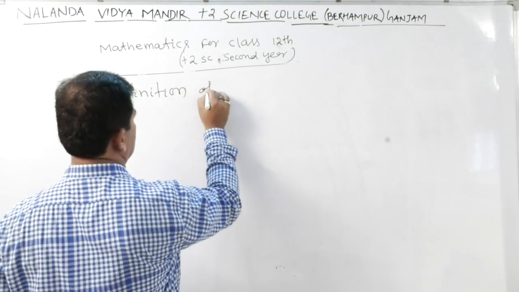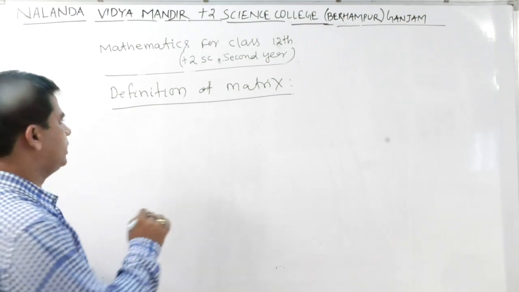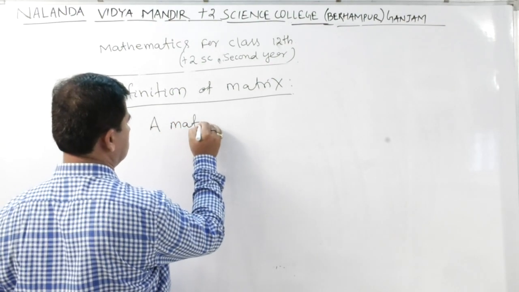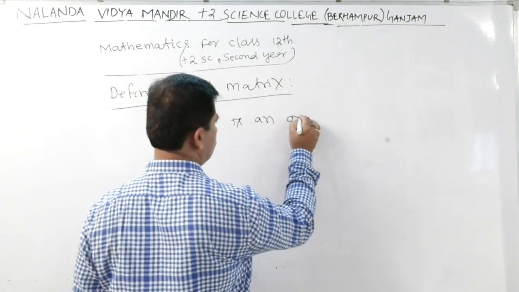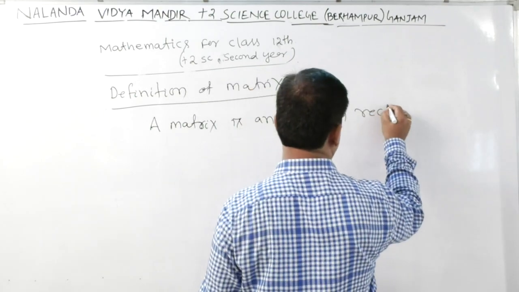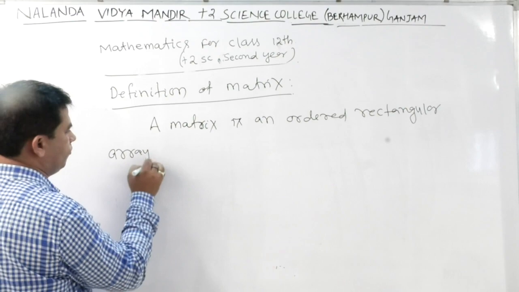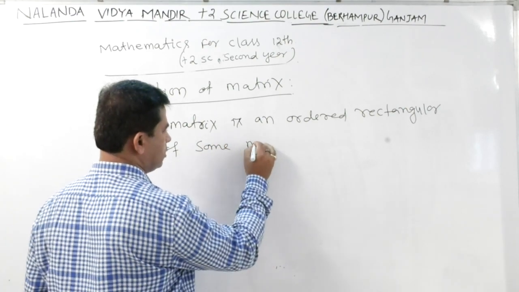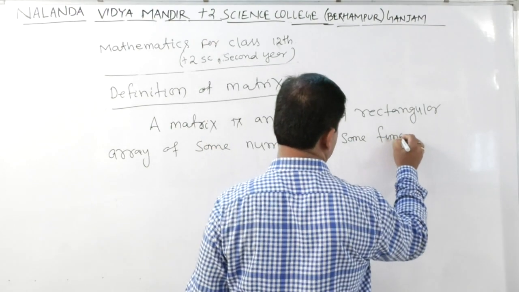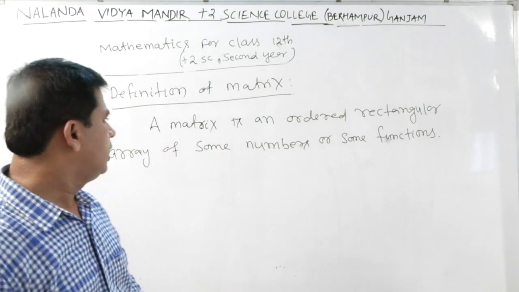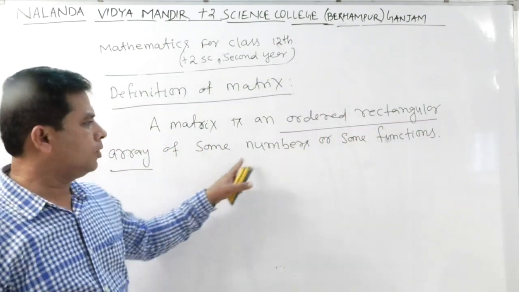Definition of matrix. A matrix is an ordered rectangular array of some numbers or some functions.